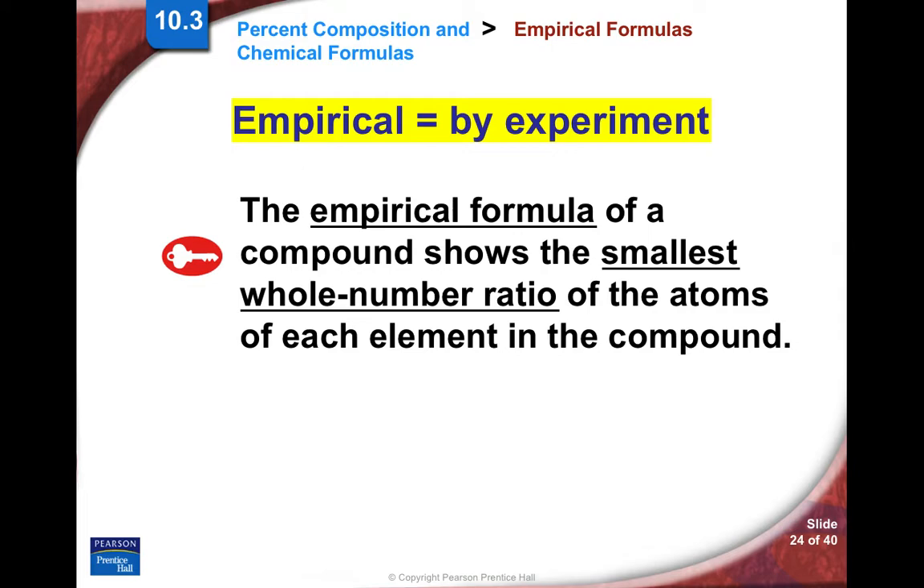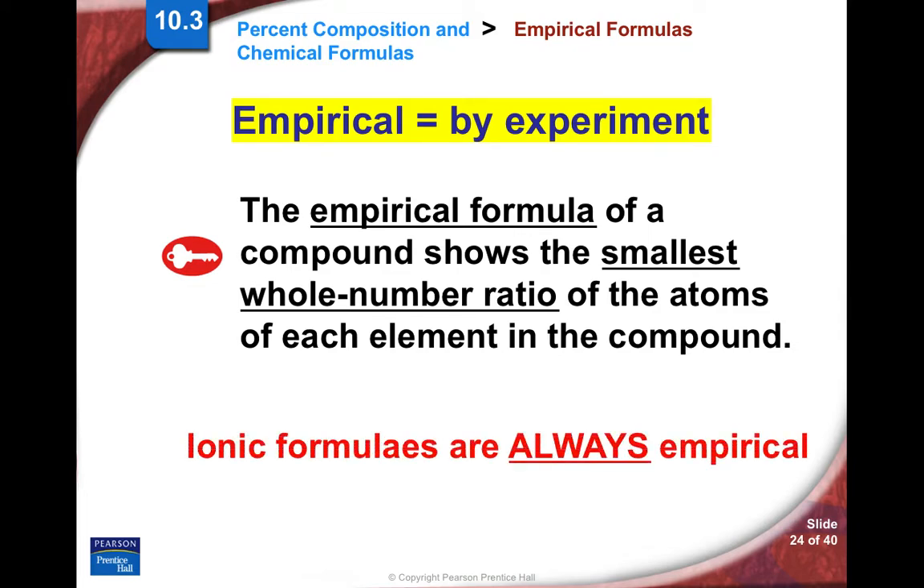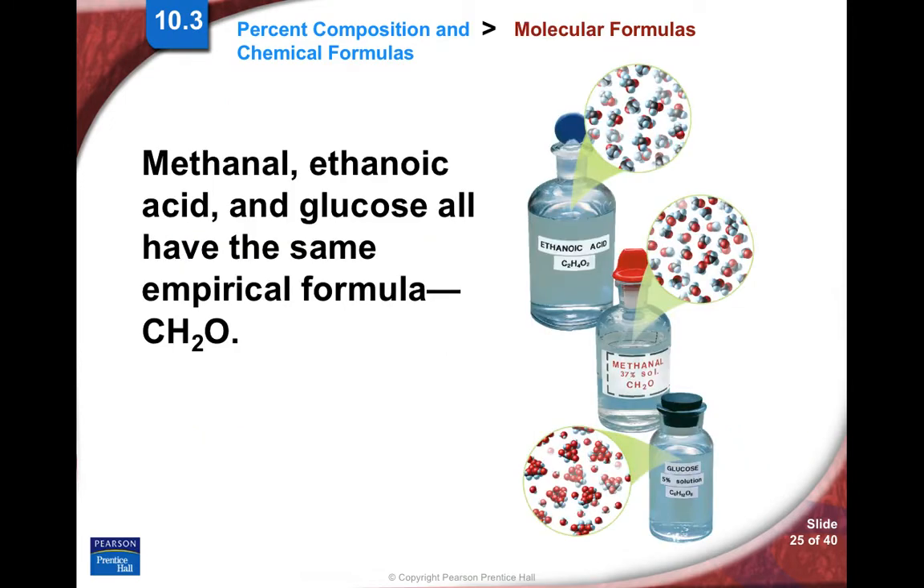So whole numbers, I think, is obvious because you've got to have whole atoms. You can't have parts of atoms. But we want the lowest whole number ratio, so it's kind of like reducing fractions. The one other little thing I want to say, this is really only necessary for covalently bonded or molecular compounds. When you have an ionic formula, calcium carbonate, sodium nitrate, sodium chloride, they're always already written as their empirical, the smallest whole number ratio.